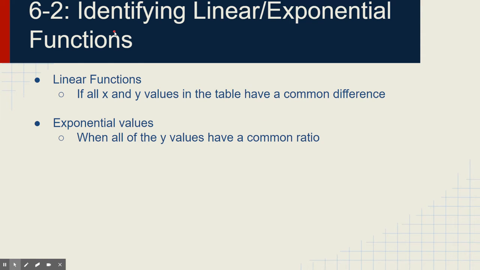Important: we need to be able to differentiate between linear and exponential functions. How are we going to do this? Well, for linear functions, all x and y values in a table have what's called a common difference. As x is increasing by 1, y will be increasing by 2, all throughout the function. Whereas for exponential functions, all the y values are going to have a common ratio, and I'll explain that a little bit later. So: common difference for linear functions, common ratio between y values for exponential functions.